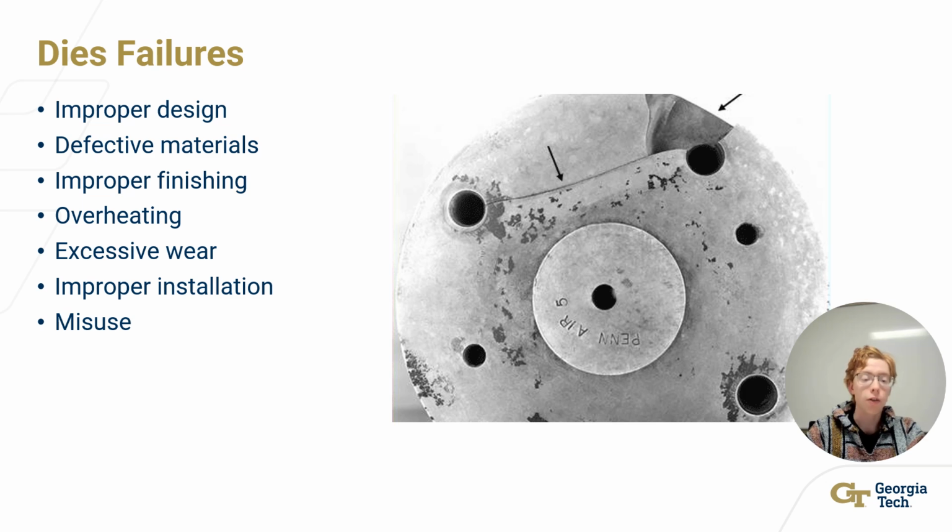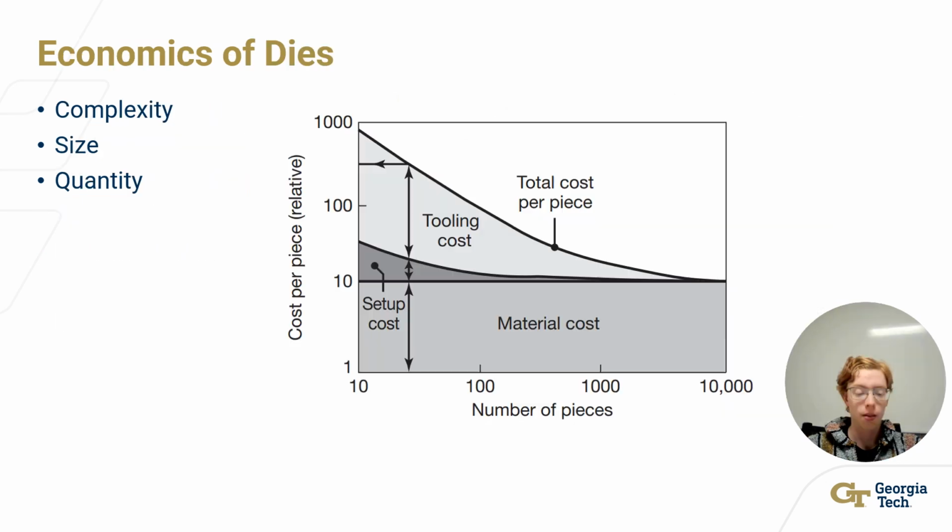Dies can fail for many reasons. Improper design, defective materials, improper finishing or heat treating, overheating, excessive wear, improper installation, and misuse can all damage dies. It is important to take steps to reduce the chances of any of these factors causing die failure. Many die failures can be prevented by using good design and taking proper precautions.